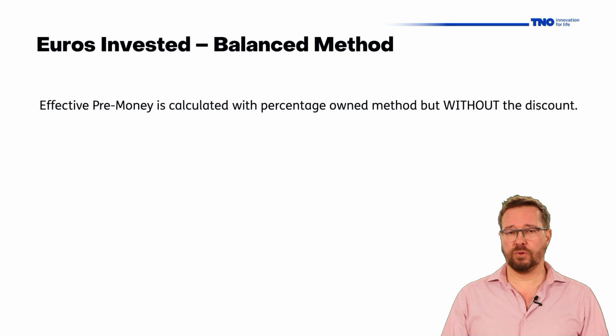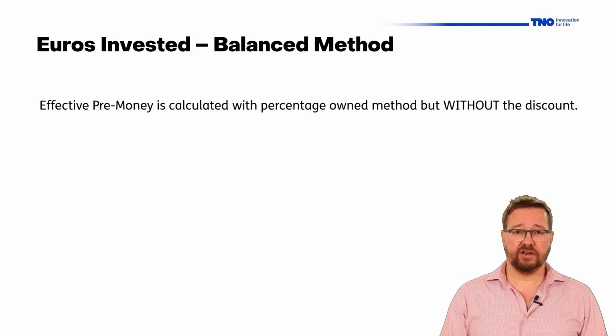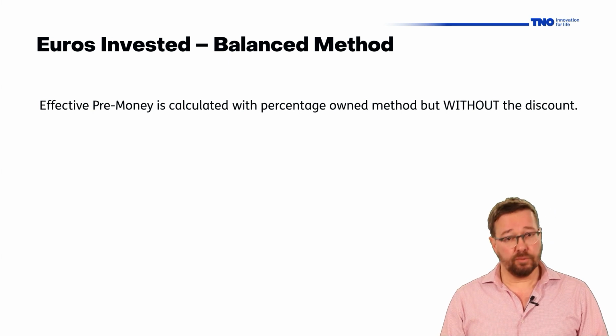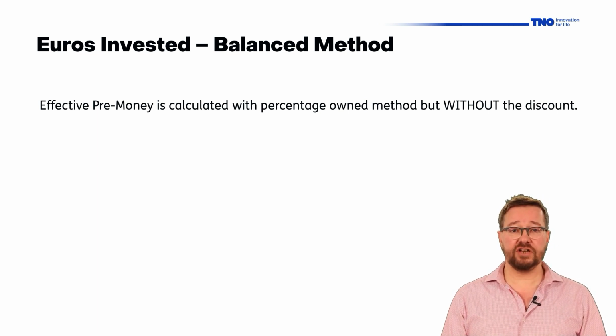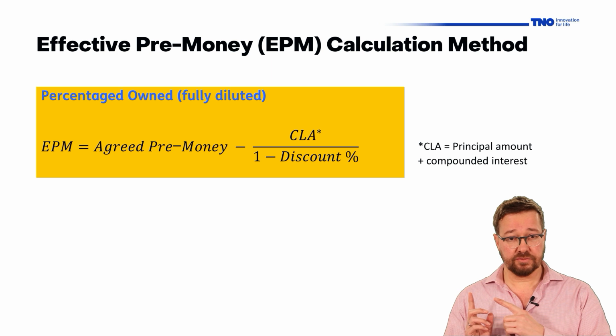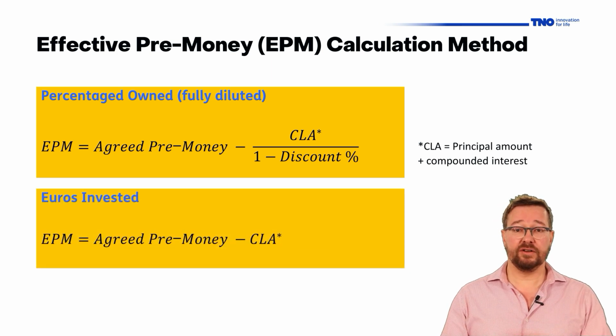This results in a more balanced, effective pre-money. I'll explain the narrative behind this method in a moment. Let's have a look at the formula. With this method, the percentage ownership method changes from this to this, which results in this cap table.